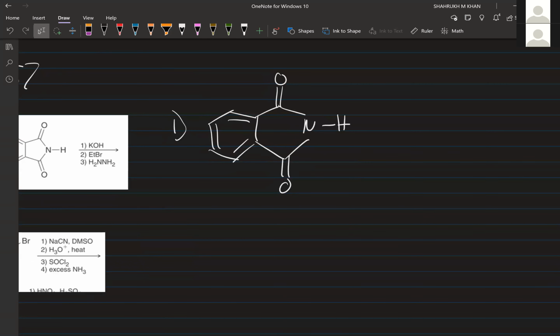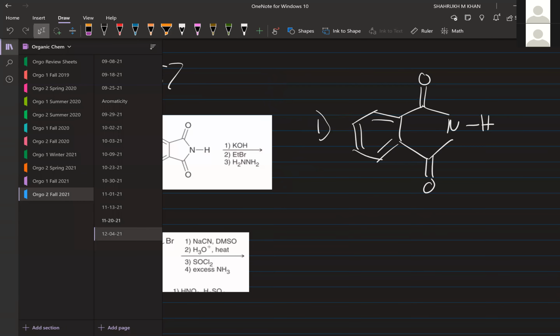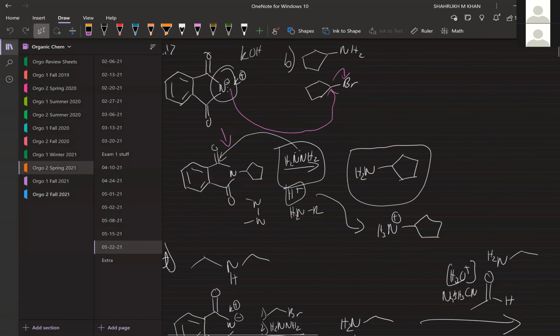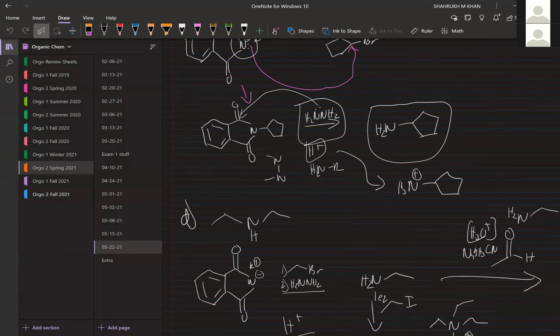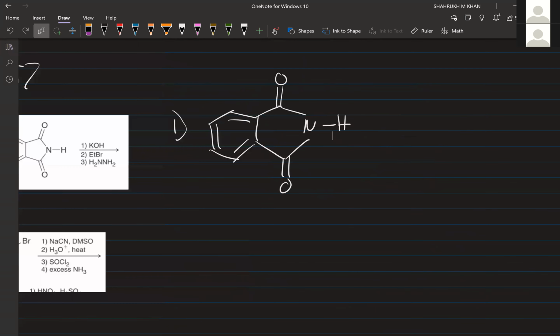Oh, my bad. I was showing from the old thing last semester, I guess. This was an example of Gabriel synthesis. But I thought I had the full mechanism drawn out once, but you guys probably have your notes anyways. But this question's not asking mechanisms to begin with, so that's fine.